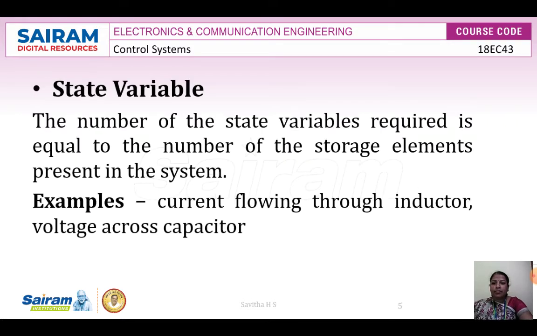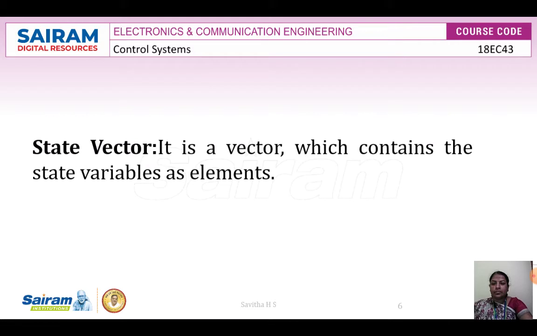State variable. The number of state variables required is equal to the number of storage elements present in the system. For example, we can see current flowing through the inductor and voltage across the capacitor. These are the storage elements, that are the inductor and the capacitor. State vector. It is a vector which contains the state variables as elements.